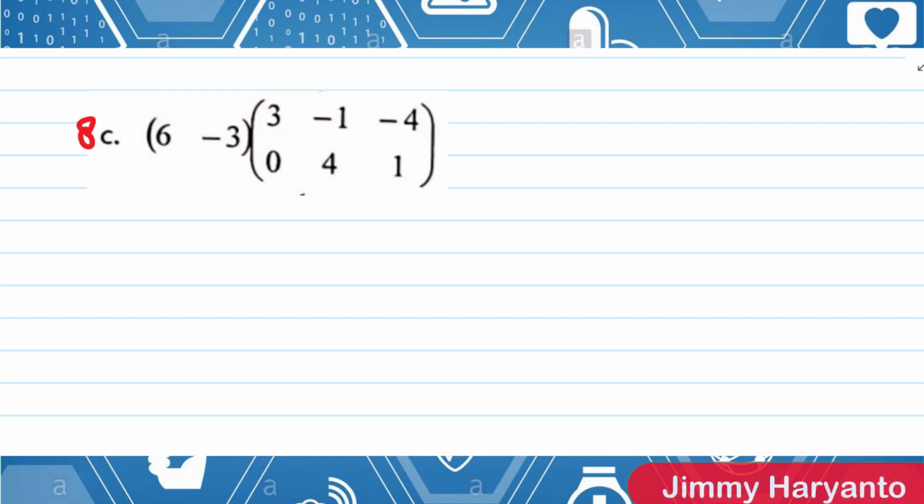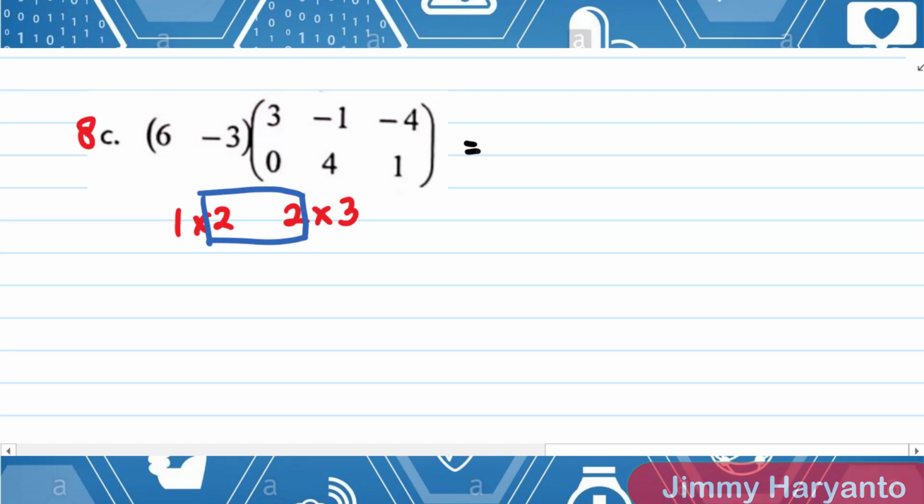And then the next one, we have a 1 times 2 matrix, and for this one is a 2 times 3 matrix. As you can see, we also have the same numbers in the middle of the dimension. That means we can multiply it. So first is like this: the first row times the first column. 6 times 3, 18. 18 plus 0 equals 18. And then for the second column, it will be 6 times -1 equals -6.